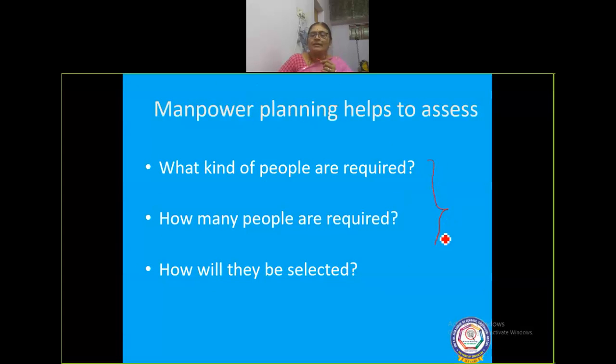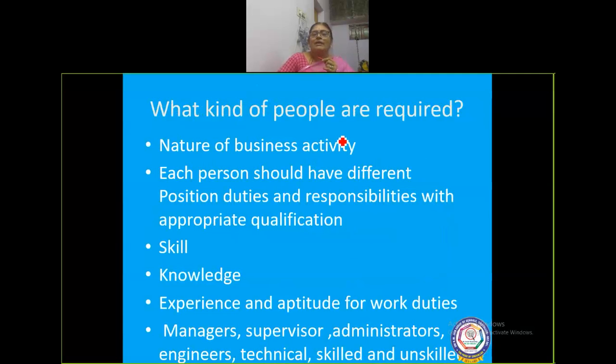They are: what kind of people are required, how many people are required, and how will they be selected. Fine. So let us go to the first question. What kind of people are required?